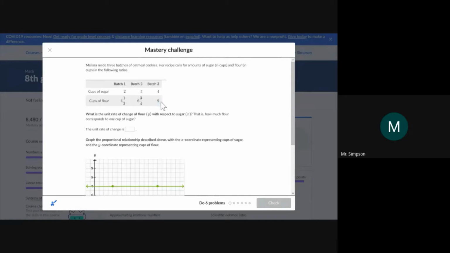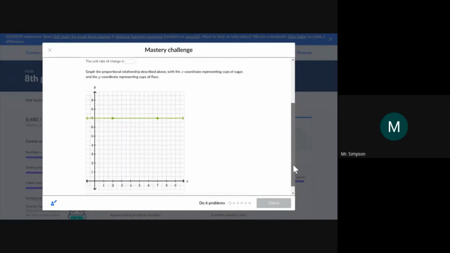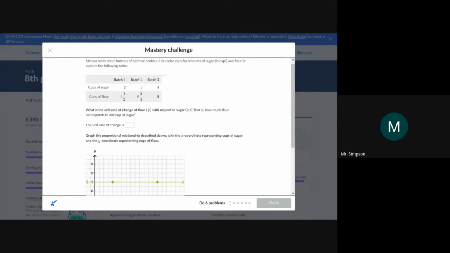So the question is, what is the unit rate of change of flour with respect to sugar? That is, how much flour corresponds to 1 cup of sugar? All right, they want us to graph it as well. So let's do the first part first. The question is, how many cups of flour corresponds to 1 cup of sugar?